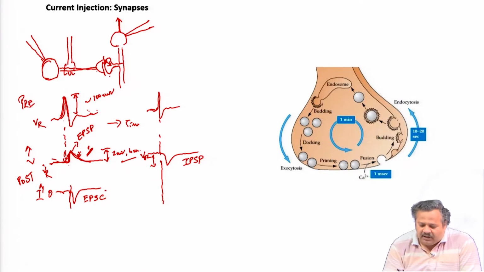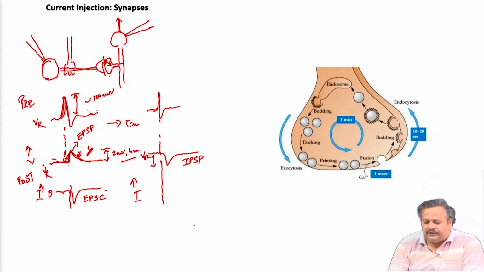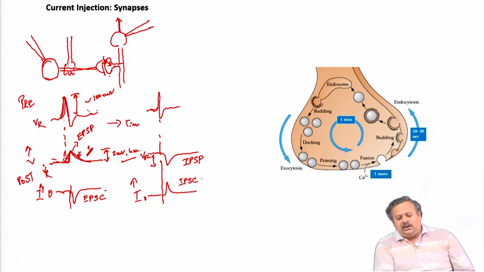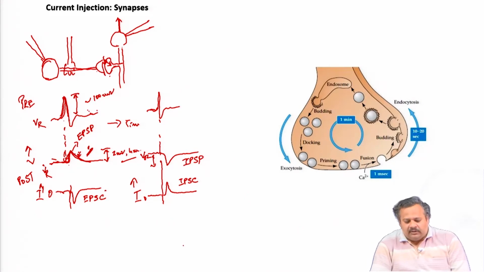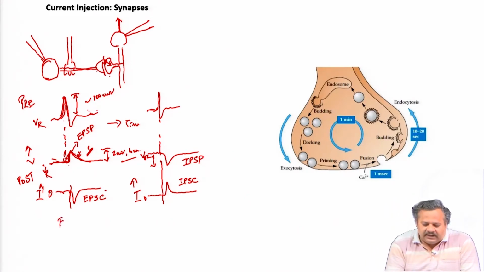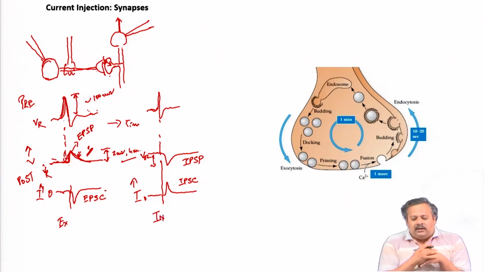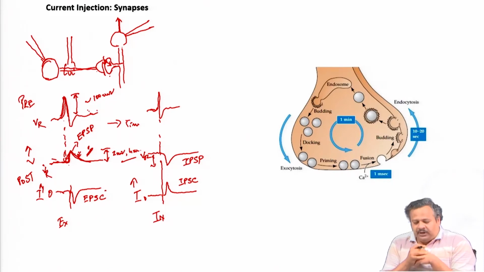Similarly, if we measure the current instead of the voltage in the postsynaptic neuron, then this is the 0 current at the baseline, and then we will have an inhibitory postsynaptic current that we will measure on the electrode. So, these are for excitatory synapses, and these are for when the effect of the receptor on the postsynaptic side is inhibitory.